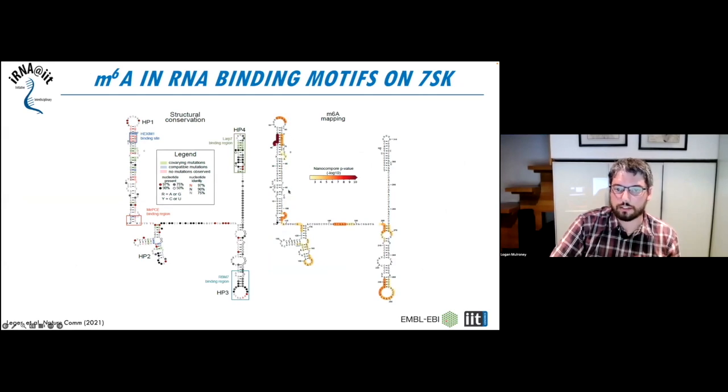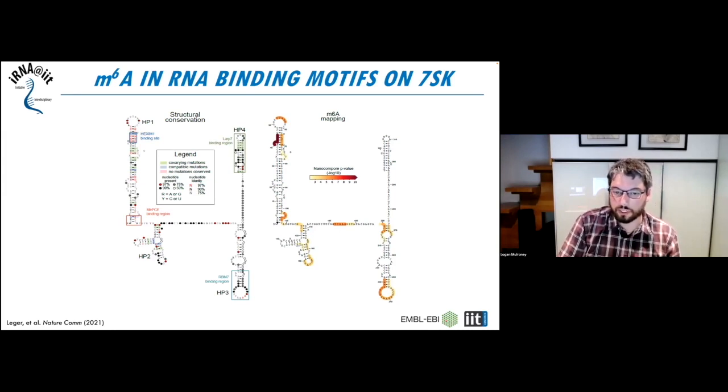Here on the right is the same 2D structure, but now overlaying the NanoCompore p-value, log transformed. And what I find super interesting is that a lot of the m6A probability sites are at the same position where these RNA binding proteins interact with 7SK. So it's possible that this modification is used to either promote or downregulate the binding of these proteins to 7SK. It could be used by the cells as a switch to turn binding on or off.